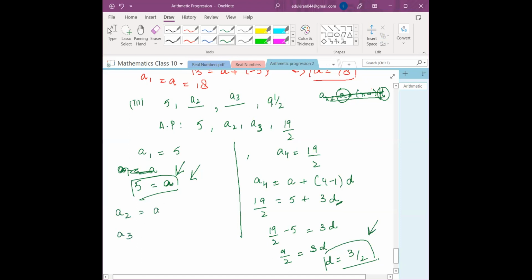Just make use of the formula. So a plus 2 minus 1 into d. Put the value of a and d, you will get a2. Similarly, put the value of a and d here and you will get a3. So this is what was required in the question. Correct?